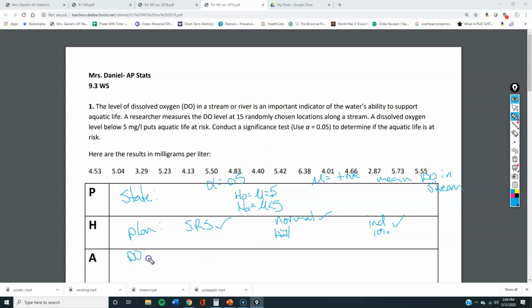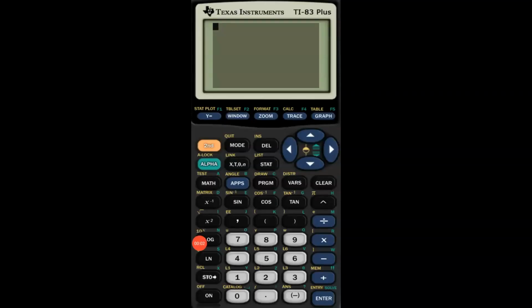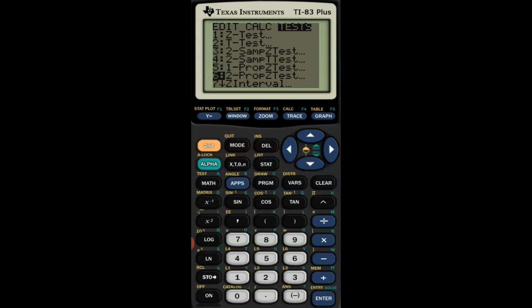Do. Fade out to the calculator. And I'll come back. All right, this one we're looking at the milligrams per liter aquatic life. I'm going to hit stat, edit, and plug in my data. All right, I'm going to hit stat, test. Now this is a one sample, right? We took one sample, t-test.